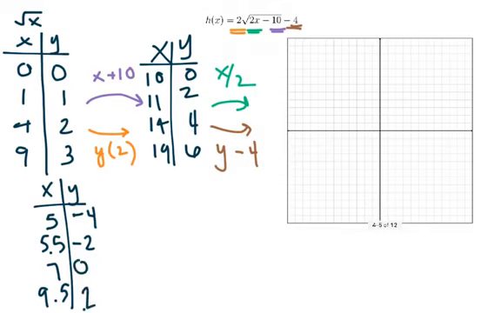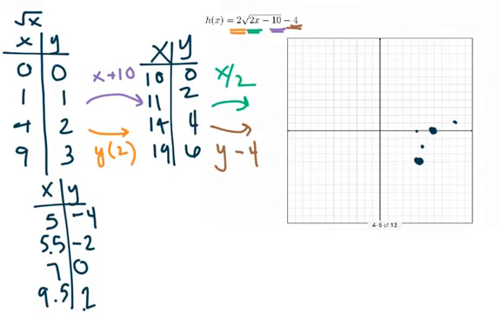Okay, so again, now that we've got our points and we've transformed them all, it's just a matter of plotting them. So we'll go over 5, down negative 4, over 5.5, down negative 2, over 7, that's not 7, over 7, up, down, none, over 9.5, up 1.